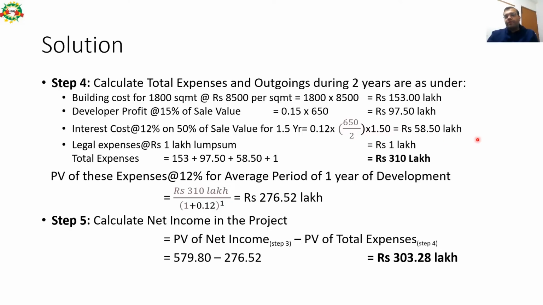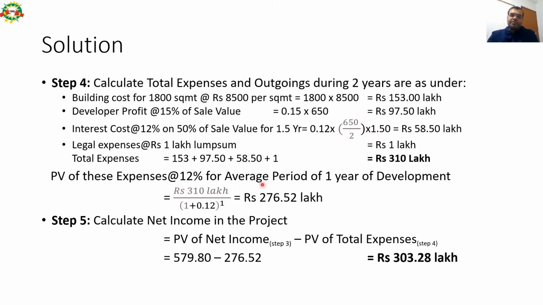So 58.50 lakh is the interest amount which the builder has to pay to the bank. Then legal expense, 1 lakh rupees lump sum, he has to pay. Then total expenses are 153 plus 97.5, 58.5 plus 1, and the total amount is 310 lakh rupees, which is required to be incurred during the period of next 2 years.